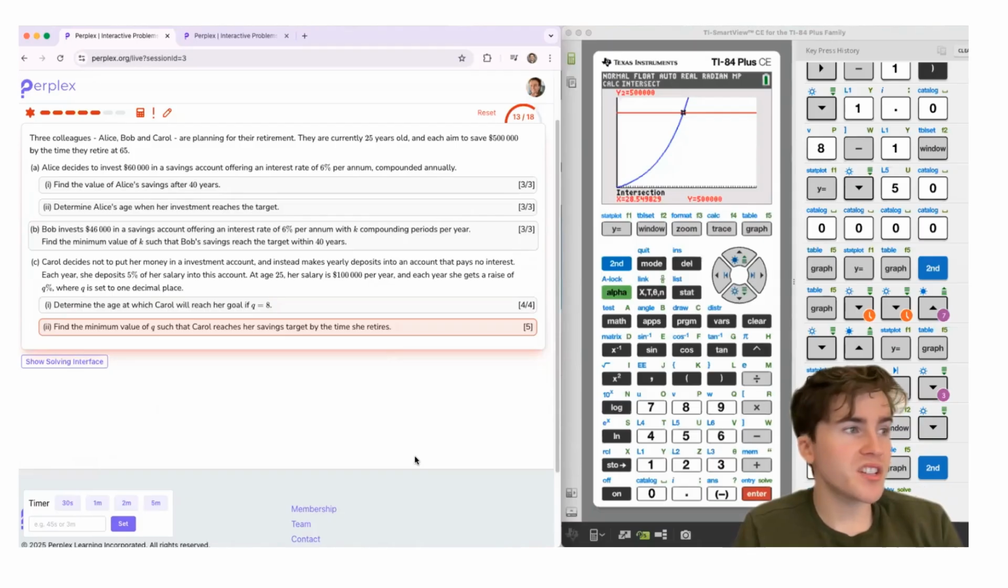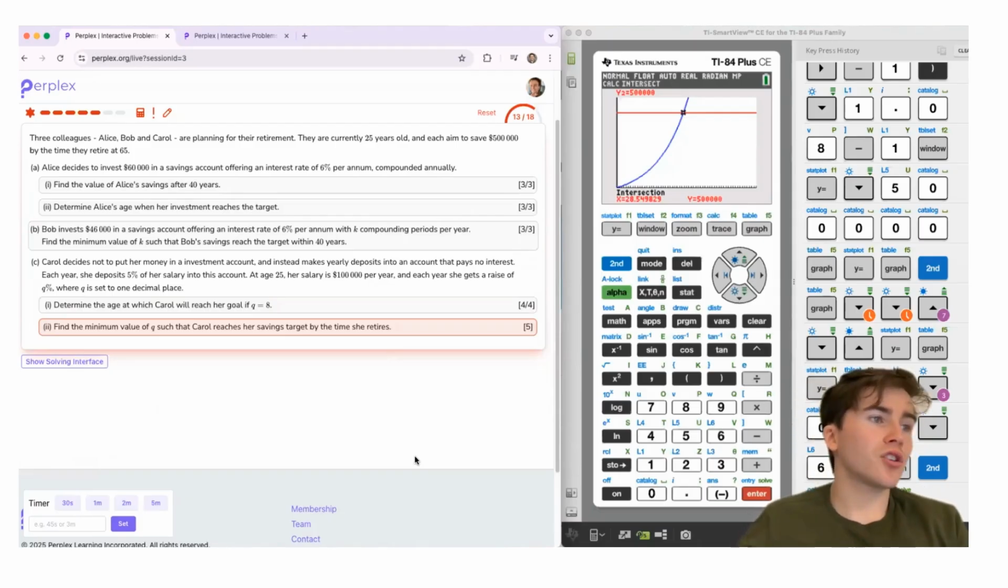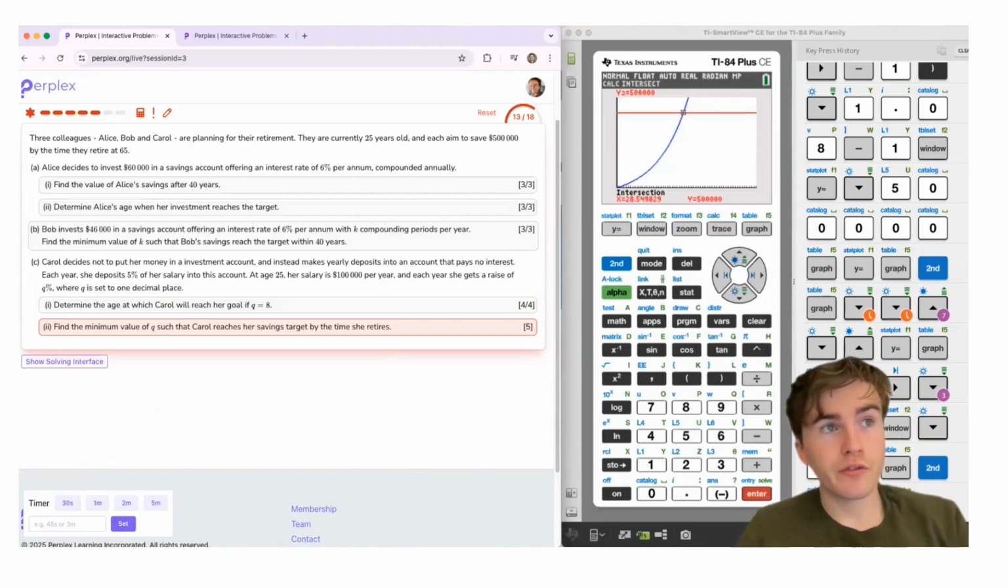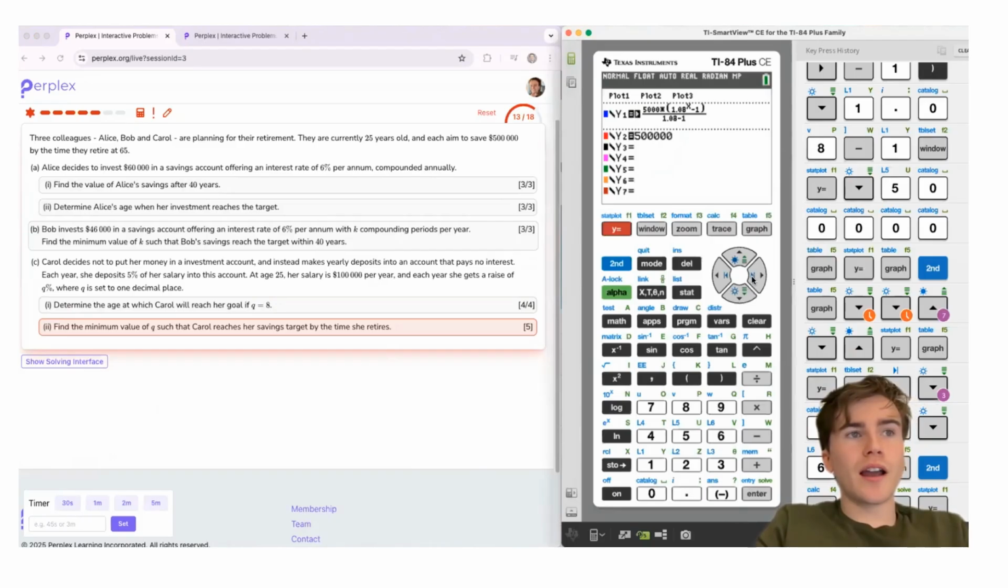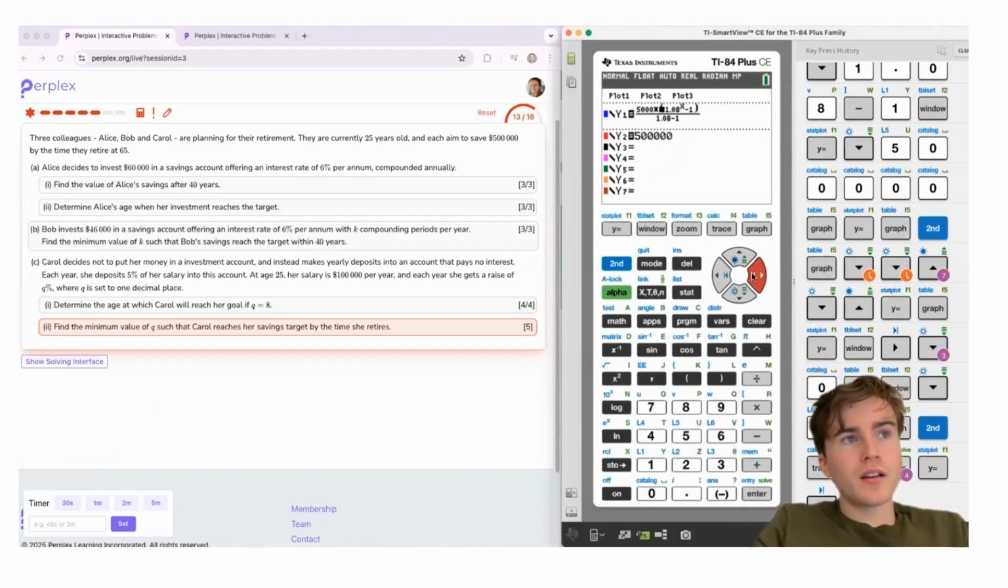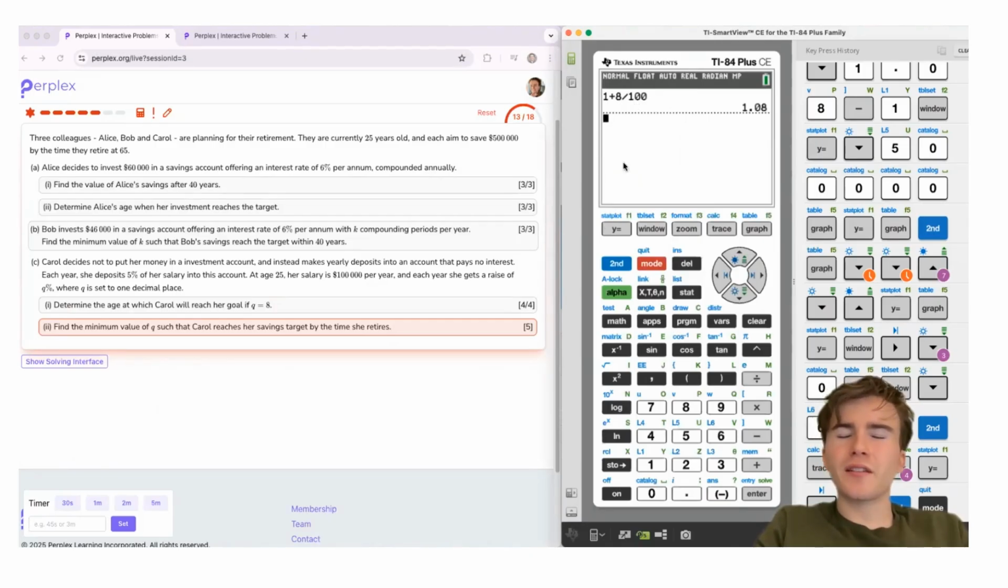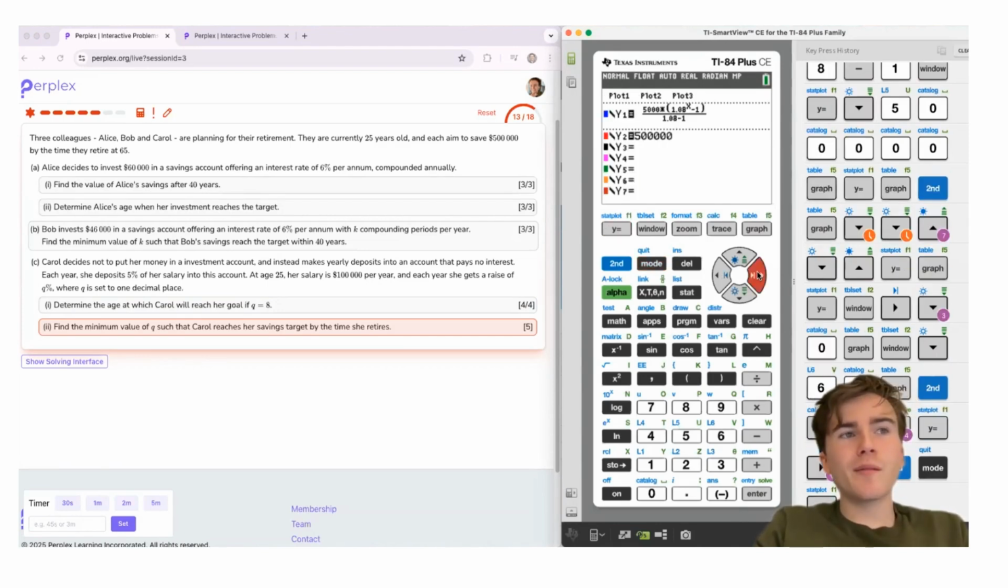And now the last part of this question is asking us to find the minimum value of Q such that Carol reaches her savings target by the time she retires, okay? So she's going to retire after 40 years, and we want to find the minimum value of Q that makes that possible. So if I go back to my formula, earlier we said we were going to start by calculating R instead of working with Q, and then find what the minimum age if Q is equal to 8. Here I'm going to do something similar.